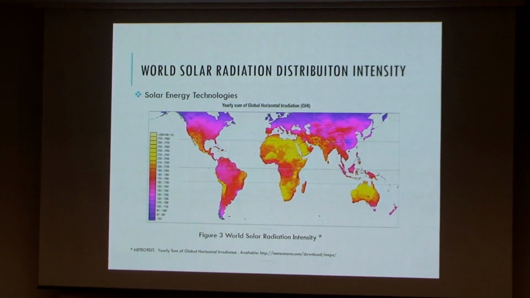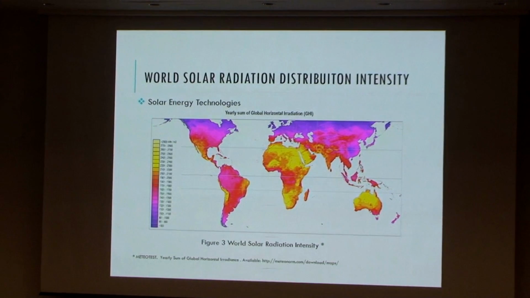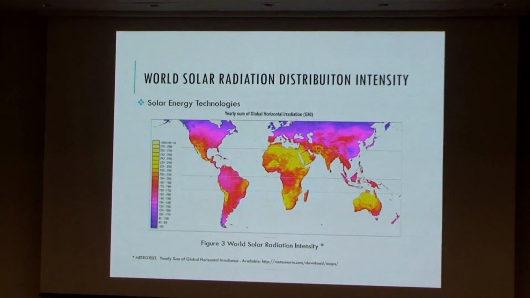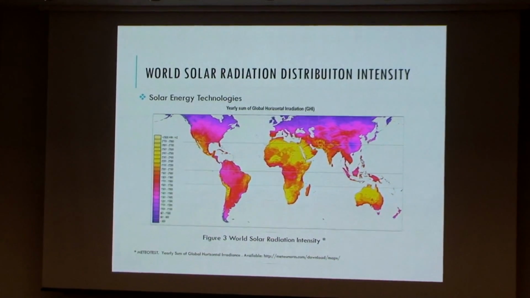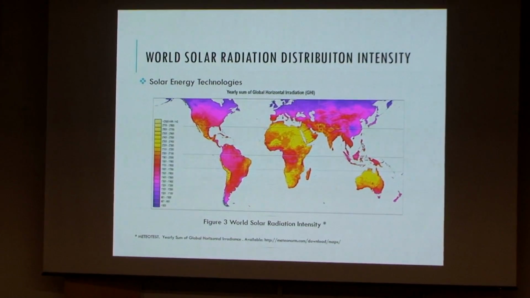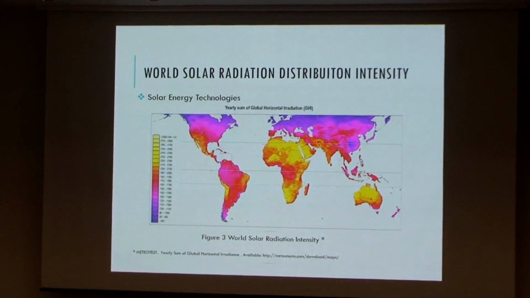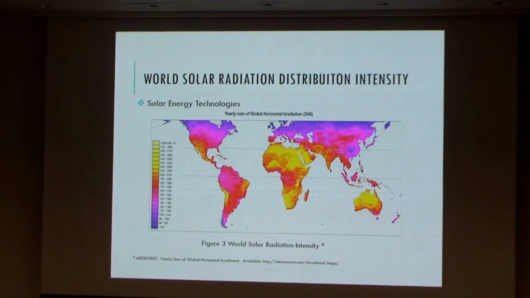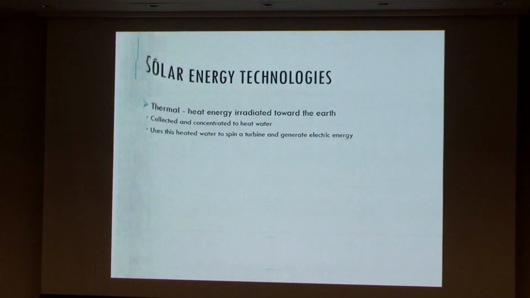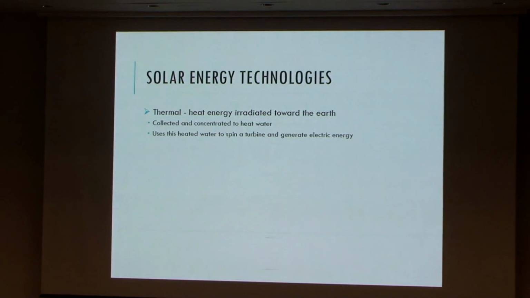The Earth solar radiation distribution intensity is shown in this figure, and you can see the more yellow and bright is the more radiation, and the black or the dark color is less radiation. And to harvest this radiation, there are two ways. First one is thermal, and the thermal technology focuses the sun's radiation to generate heat, and this heat can be used directly, or to spin a turbine, or use the heated water to spin a turbine and generate electric energy.